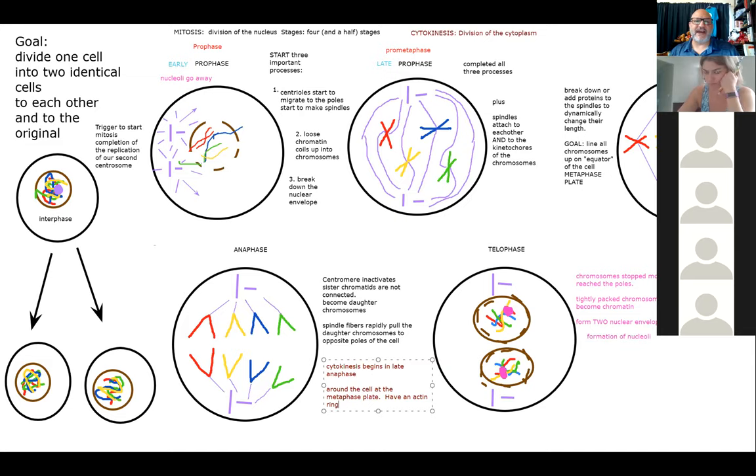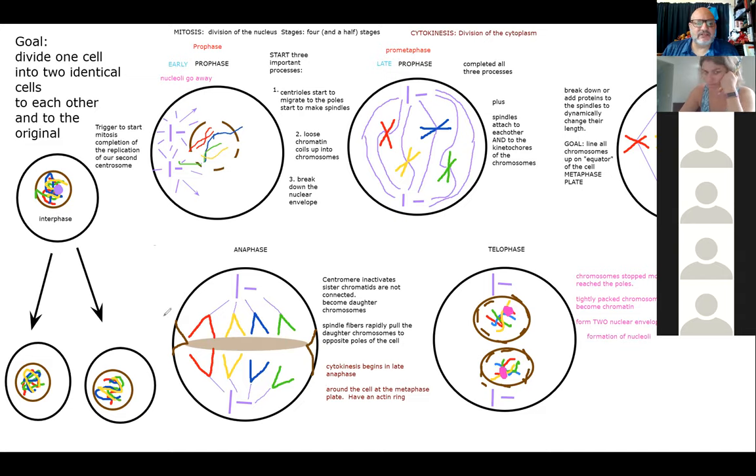There is this ring of actin. What is this gonna do? There is this ring of actin that wraps around the center of the metaphase plate. And as it wraps around the center, it starts to squeeze. And as that actin ring starts to cinch around it, it starts to pucker the edges of the cell. So we start to get this indentation that forms.